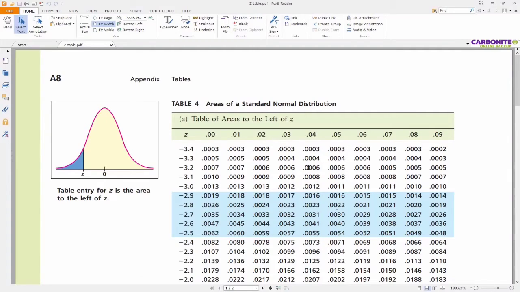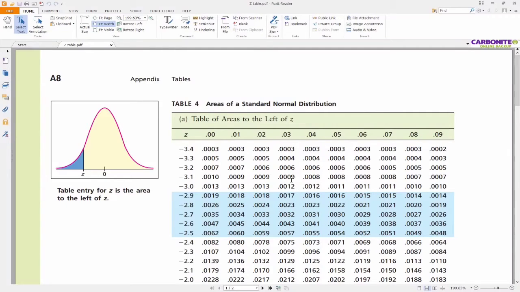Just for pretend, if we had a z-score of negative 2.58, I go to 2.5 and then I go over to the 8 column right here. Or if I had negative 2.10, or just plain negative 2.1, then I'd go over just 1 to this 0 line. And see, these little tiny numbers in here, those are all probabilities.